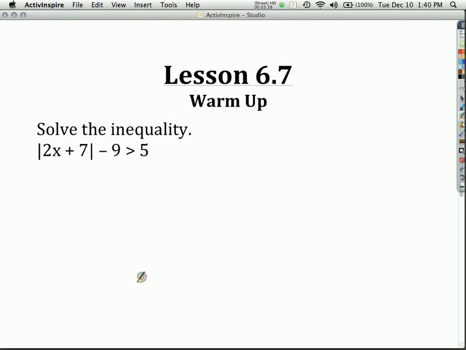Chris, what'd you get? X is less than -21 or X is greater than 7. Okay. Stephanie: X is less than -10.5, or X is greater than 20. Okay. Valerie? X is greater than... Did you say 3 or 3.5? 3.5. Okay.